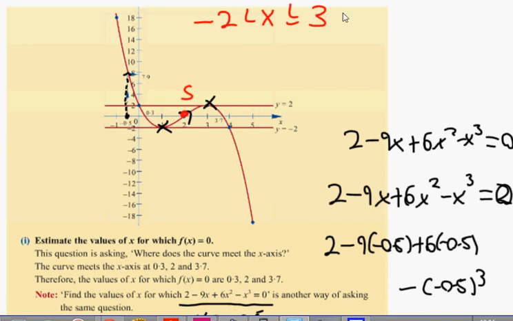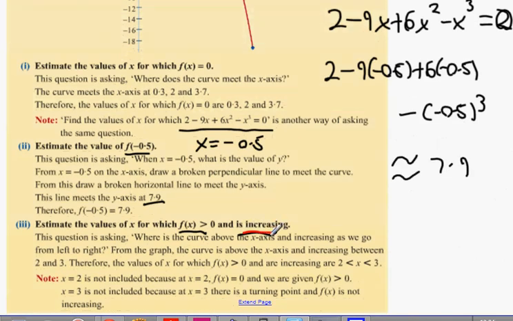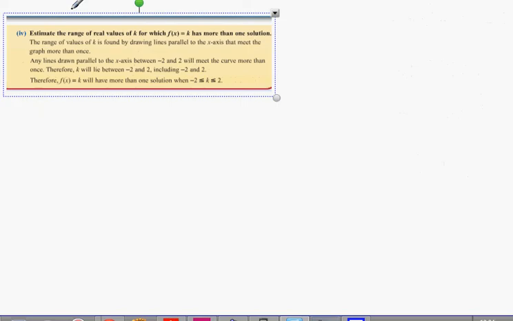Is it less than or equal to 3 or less than 3? It's less than 3 because the question specifically states increasing. That's why it's not included. Is that alright? Yeah.